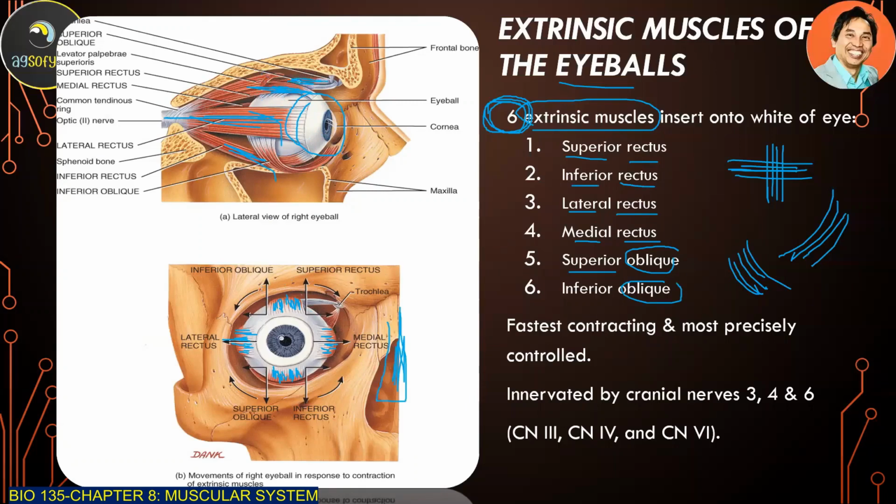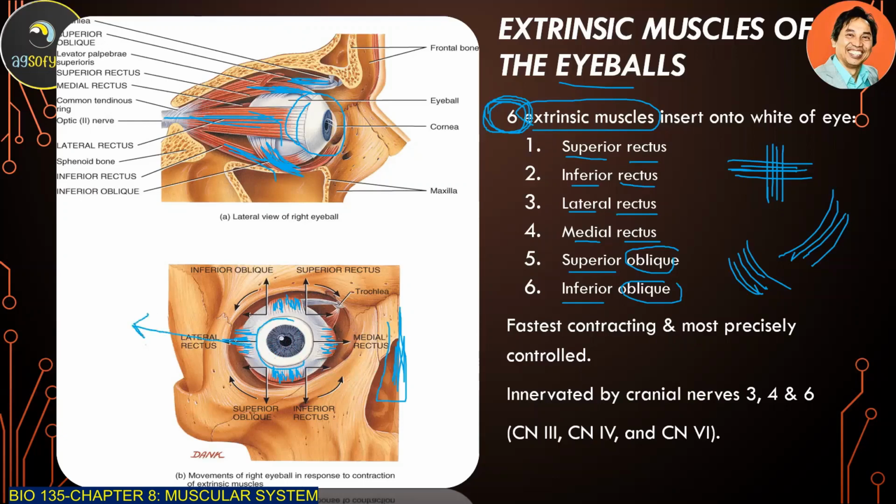This superior oblique over here, and the inferior oblique over here. So it's a diagonal direction. Inferior oblique at the bottom. Superior and inferior oblique. So how do these muscles move the eyeball? Let's say, for example, if you want to move your eyeball, this is going to be the right eye, to the right.